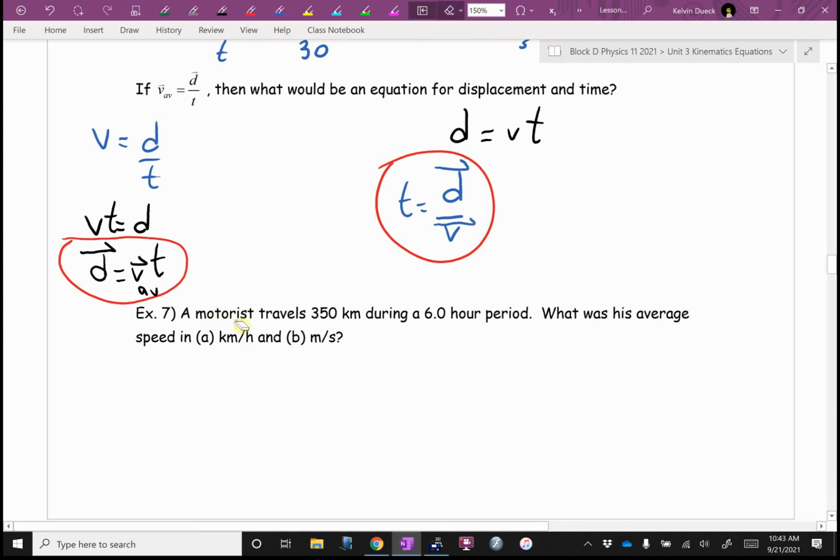It says this, example 7, a motorist travels 350 kilometers during a 6-hour period. What's this question asking me to find? Doesn't say, well, read carefully, please. What was his average speed? Okay. Who remembers what letter did we use for speed? It was a lowercase v without the vector symbol.